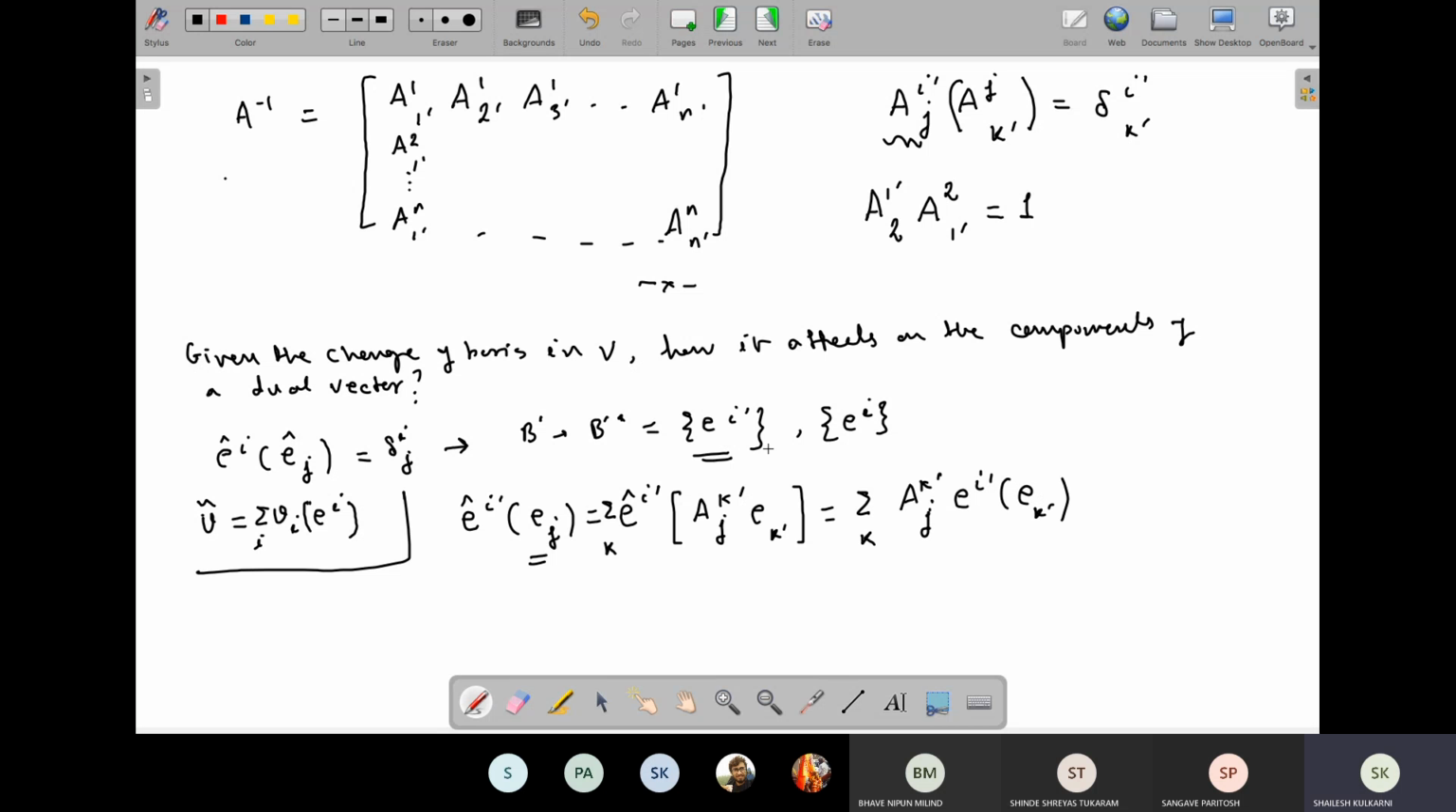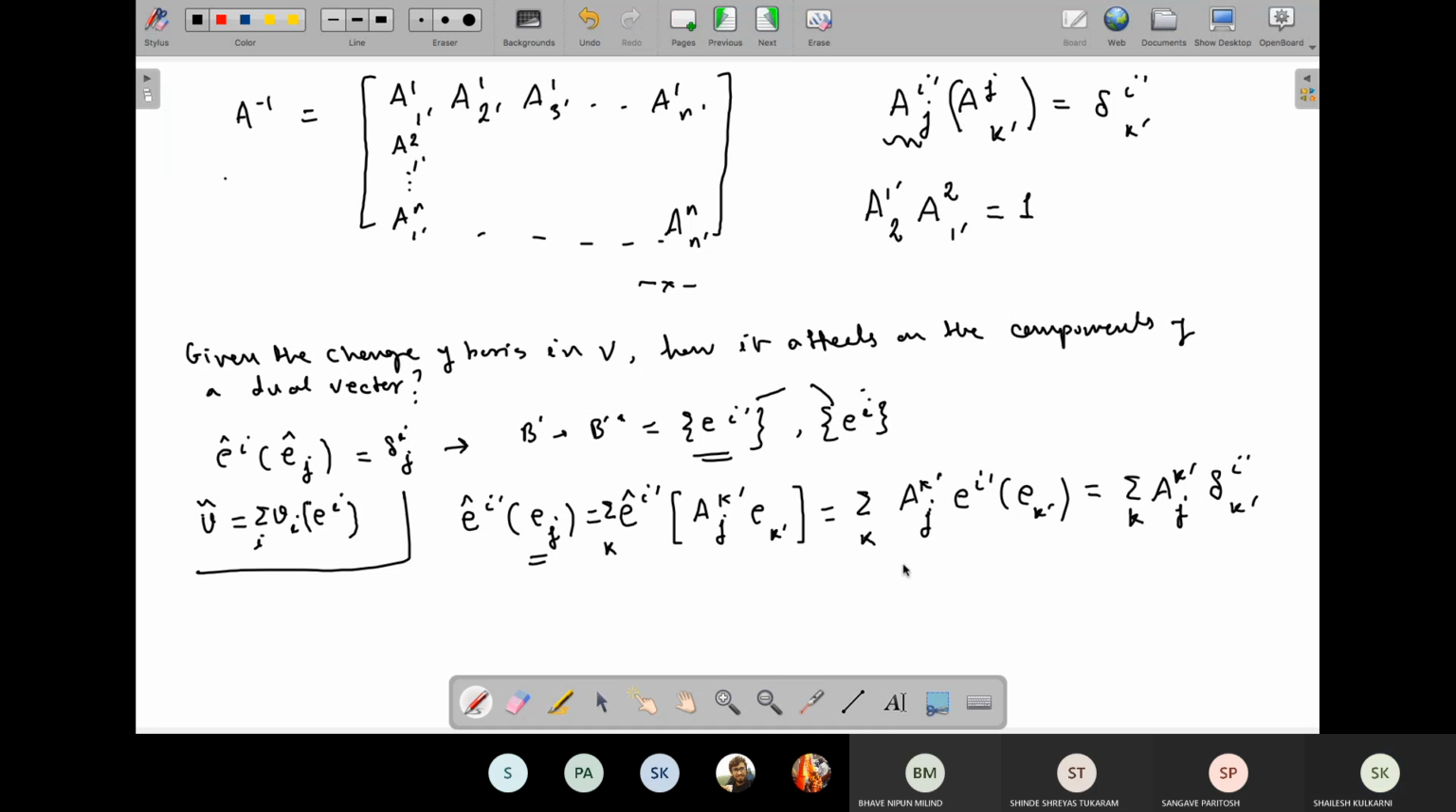Now our new basis, whatever it may be, will be such that if I consider any element from the new dual basis, this one is the old dual basis and this one is the new dual basis, and I act on the new basis in V, I must get delta, right? So this is equal to the summation over K prime of A K prime J, and this will be delta I prime K prime.